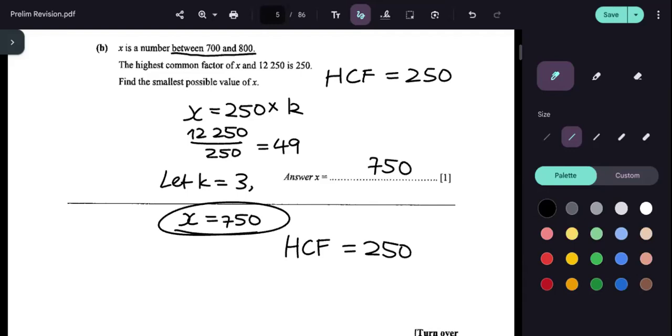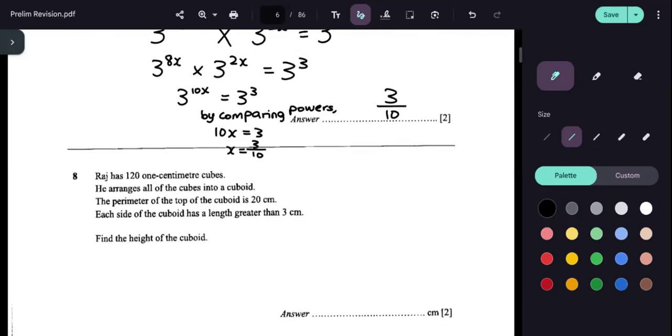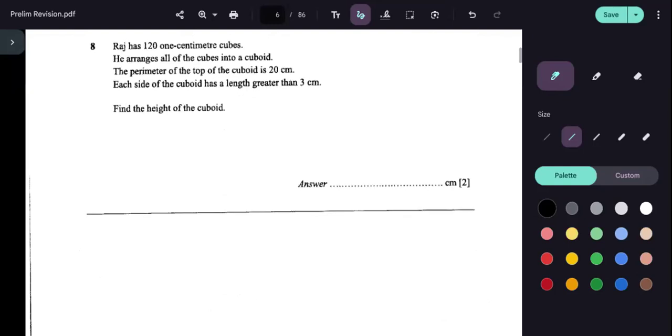Alright, any questions so far? If not, let's move on. Okay, question 7, I did it in the previous part, so you may take a look at my other video.